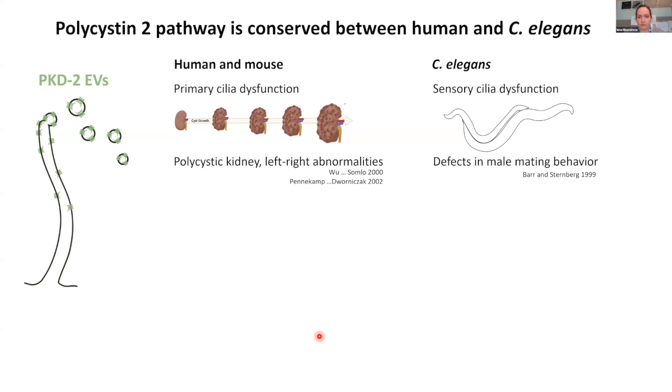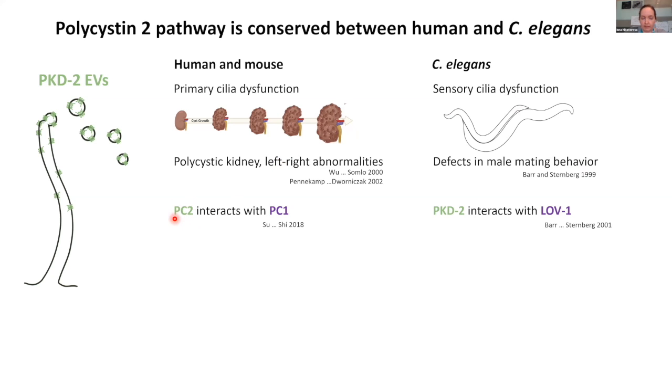And just to make it relevant to human health: in humans, dysfunction of this PKD2 protein would eventually lead to a severe form of polycystic kidney disease, and it also causes left-right abnormalities of the human body. Basically it's a dysfunction of primary cilia, whereas in C. elegans it leads to dysfunction of the sensory cilium, and such worms with non-functional PKD2 are not able to initiate mating behavior. We actually use this mating behavior as a readout of the functional state of the sensory cilium, so it's not lethal, as opposed to mouse models.